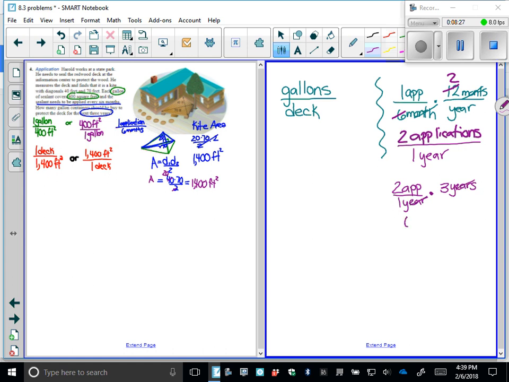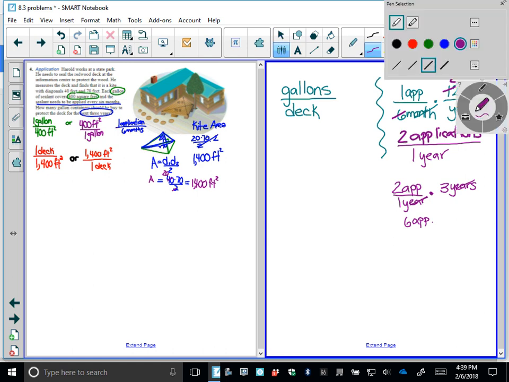So basically, I think it would be safe to say, with or without dimensional analysis, you could see that you need 6 applications. So let's just focus on the dimensional analysis and why I took time to write all those different things out. If I want to end up with gallons per deck, I think what I'm trying to show you is I need gallons in the numerator.